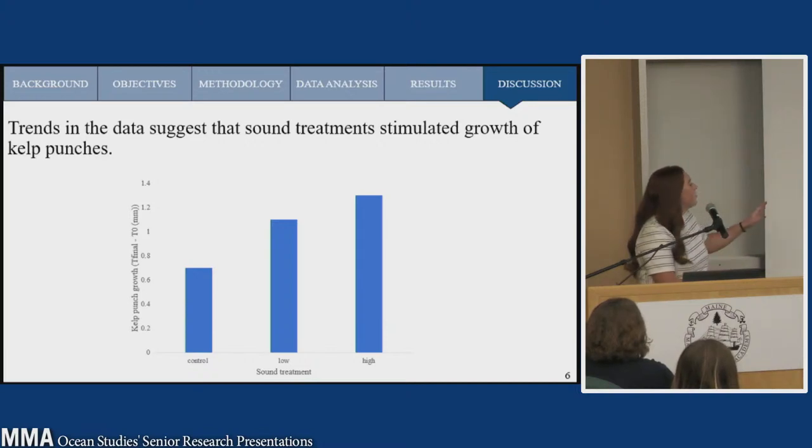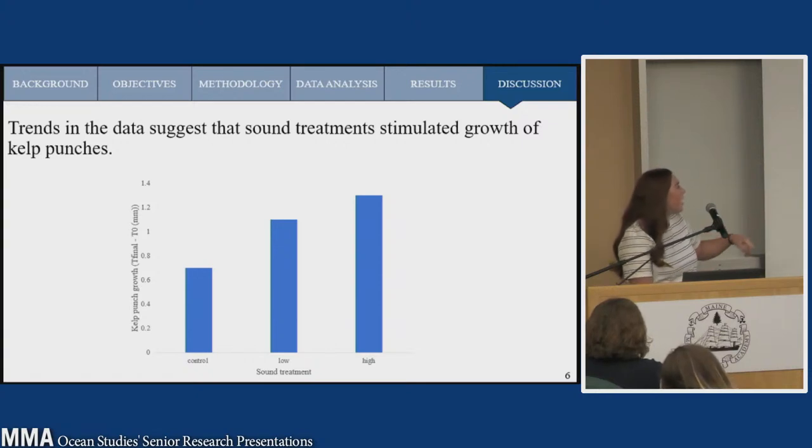So this is some more trends from my data. On this graph, this shows the kelp punch growth. That was the overall, so that's T final minus T initial. And then there you can see each of my sound treatment groups on the bottom there.